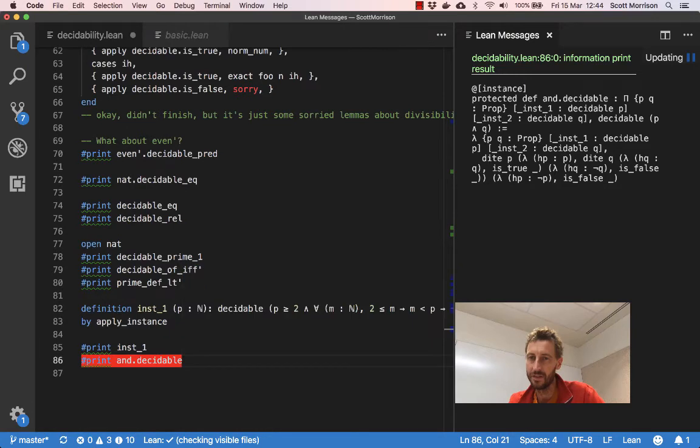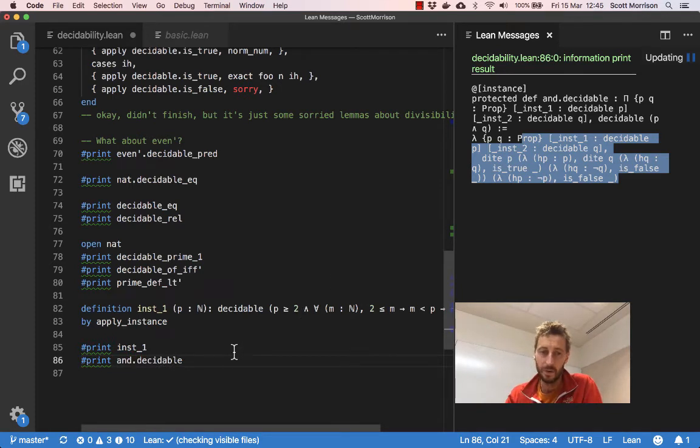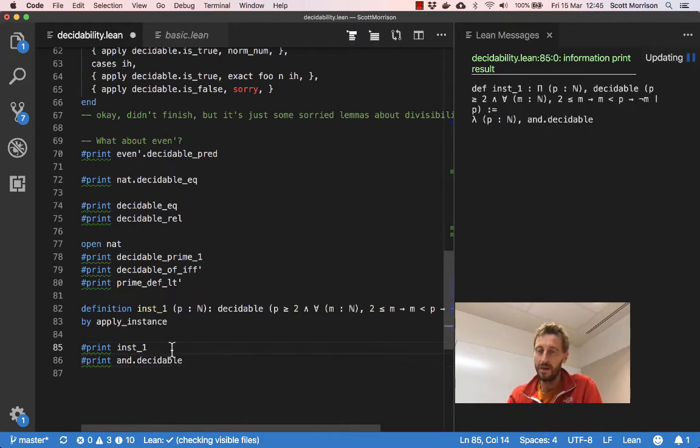and.decidable is this instance that, given propositions p and q, a witness that P is decidable and a witness that Q is decidable gives you the instance that P and Q is decidable. Okay? You could read the definition here, but I think everyone could probably fill in that proof themselves. If P and Q are decidable, it's not so hard to work out the truth of P and Q. Okay, so we can now just keep working our way down.